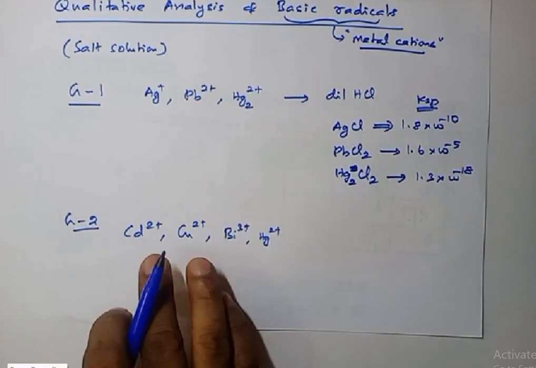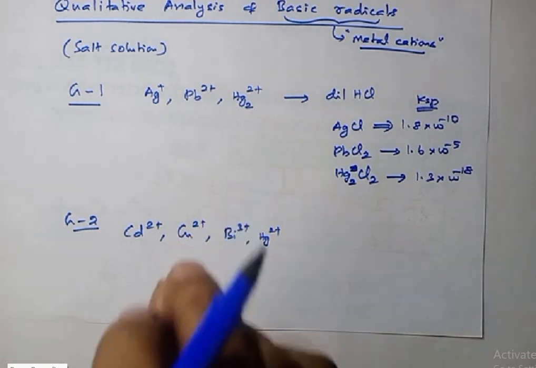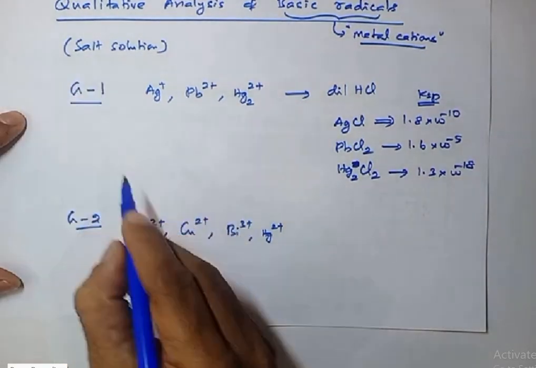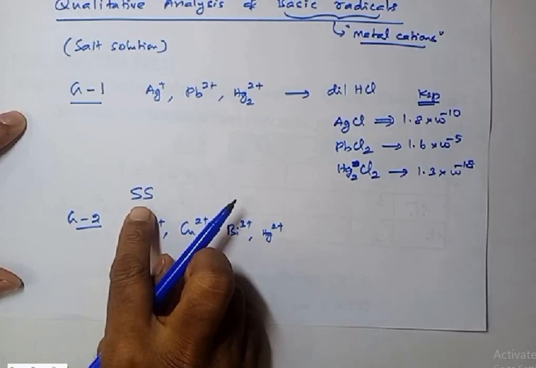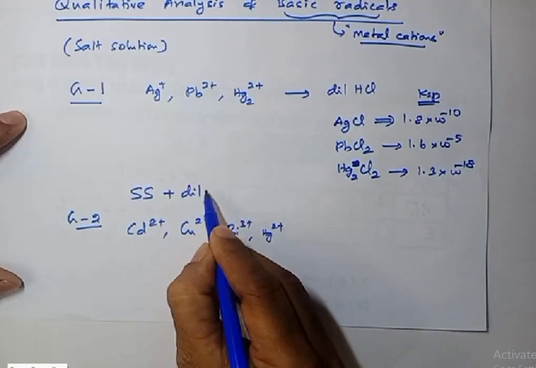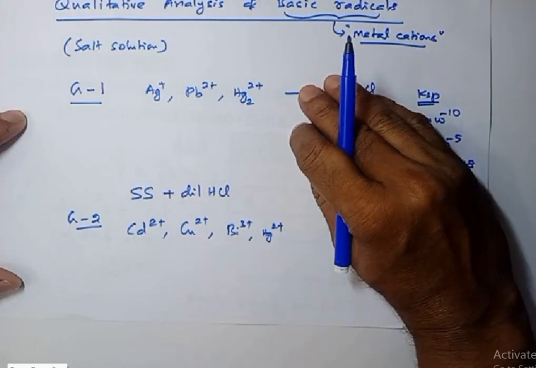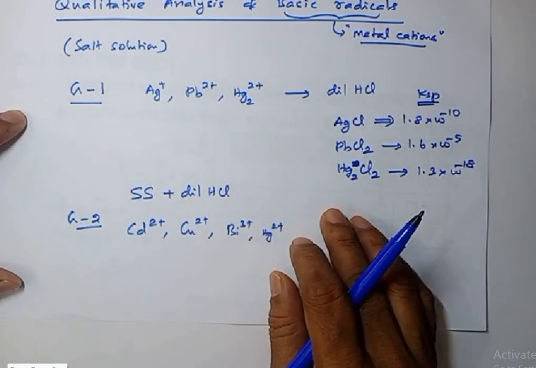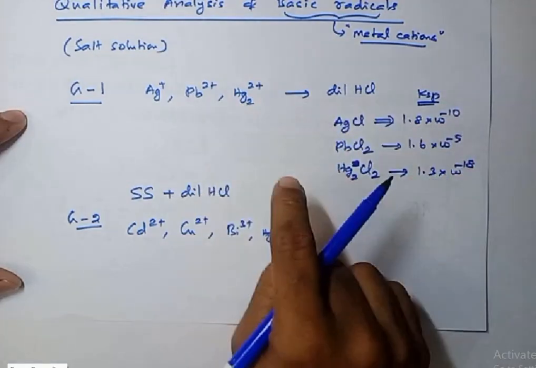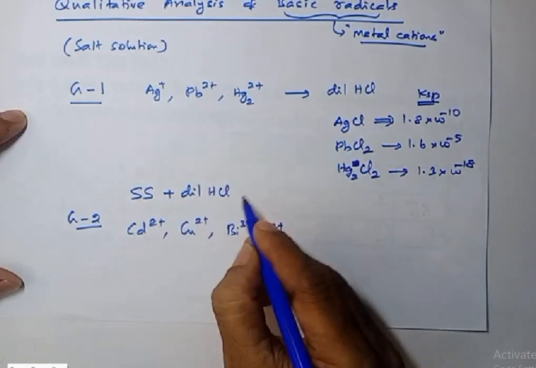Now let me come to group 2. In group 2, we pass H2S. When we pass H2S, listen, we have the salt solution, let me write simply SS, salt solution. We have already added dilute HCl to this for group 1. Suppose in group 1 we did not get any precipitate, which means there are no group 1 metal ions. If there is no precipitation, we take the same solution, which contains salt solution and dilute HCl, and pass H2S in this.